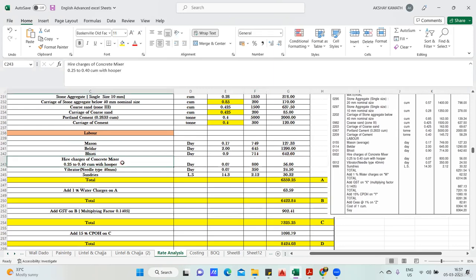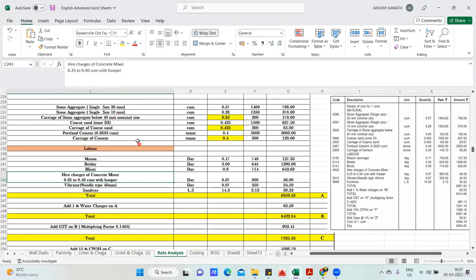Next is hire charges of concrete mixer. You require a concrete mixer, isn't it? So again, the unit is 0.07. If I procure or take a mixer machine for 1 day, the contractor or whoever is going to give me a machine will charge me 800 rupees per day. So 0.07 into 800 comes out to be 56 rupees per cubic meter. Vibrator, you can take 350 rupees per day. So it will cost you 24.50 rupees.